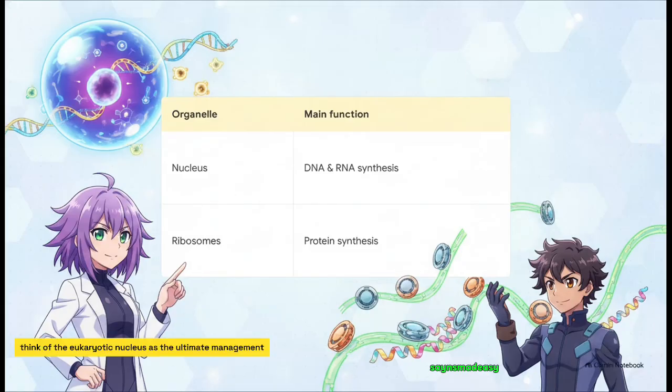Which brings us to Section 4, Genetic Control and Manufacturing, the City Centers. Think of the eukaryotic nucleus as the ultimate management control center. It safely houses your DNA and is responsible for genetic control, DNA replication, and synthesizing RNA. Meanwhile, out on the factory floor, you have ribosomes acting as the assembly workers. They take those exact instructions from the nucleus and build polypeptides, or proteins. And these proteins are the fundamental structural blocks and tools running your entire body.